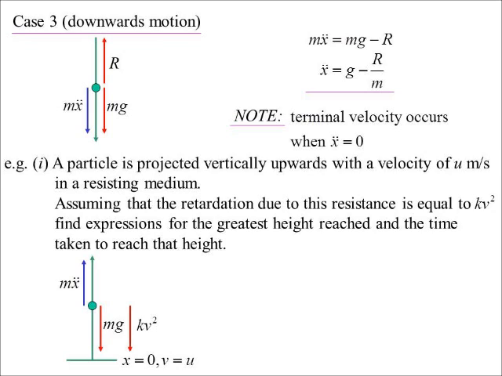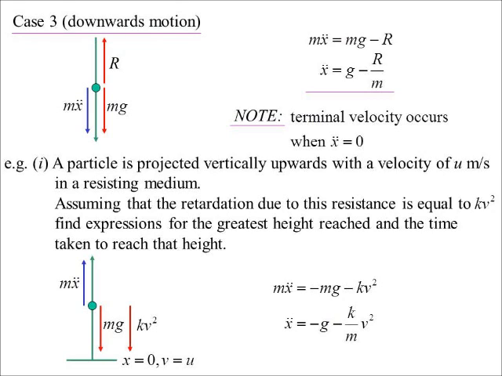So let's set it up. Acceleration is minus mg minus kv squared, so acceleration will be minus g minus k on m v squared. I have acceleration in terms of velocity. I want to find an expression for the greatest height, so that's displacement, and also the time to reach that height, so that's time. The first thing I'm interested in is displacement.